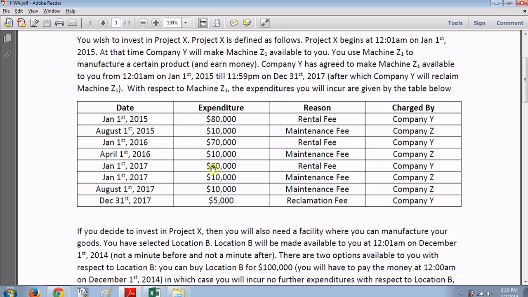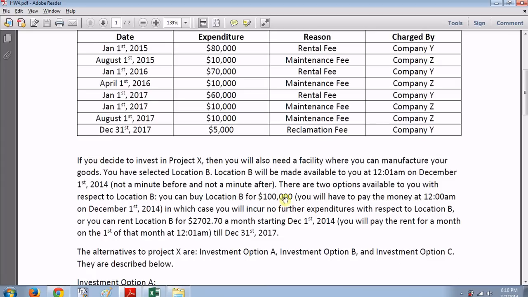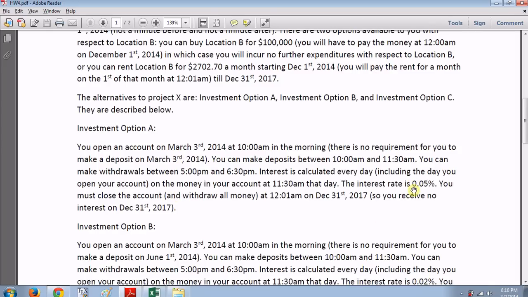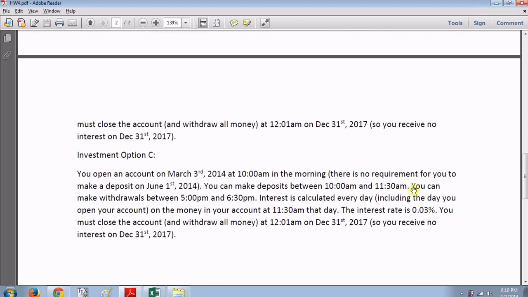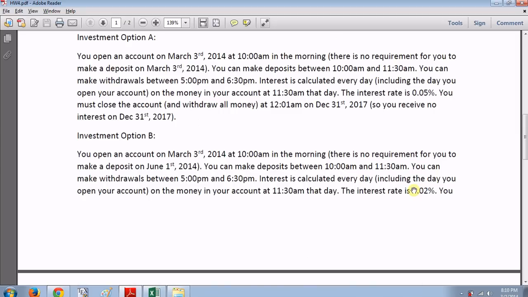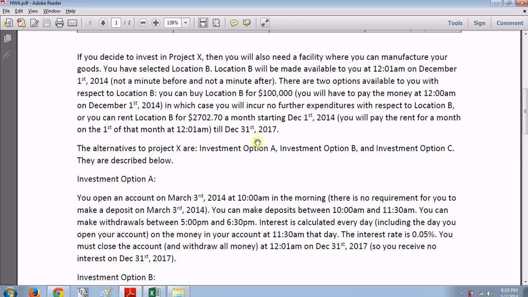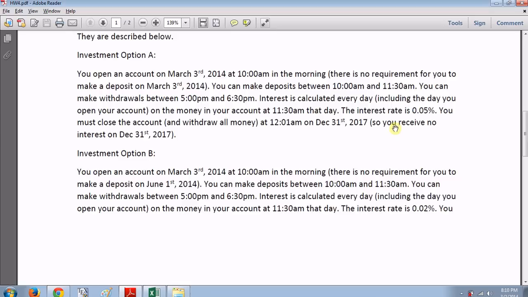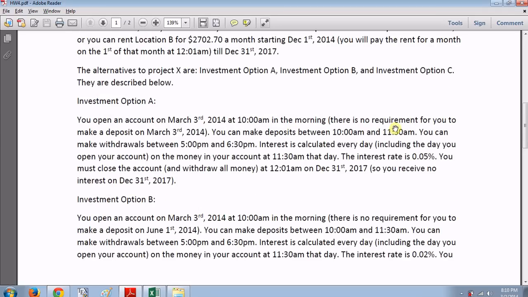Because if you didn't invest in Project X, all this money, and also the rent money or the purchasing amount for location B, you would invest it in one of these investment options, and your money would grow every day by about what? 0.05% for option A, 0.02% for option B, and 0.03% for option C. So you see, the alternatives are just there to help you pick the MAR. They really play no other role in the question. Now, which is the highest interest rate? You can figure that out from here. The point of figuring out the highest interest rate is that if you did not invest in Project X, you would invest in one of these options.